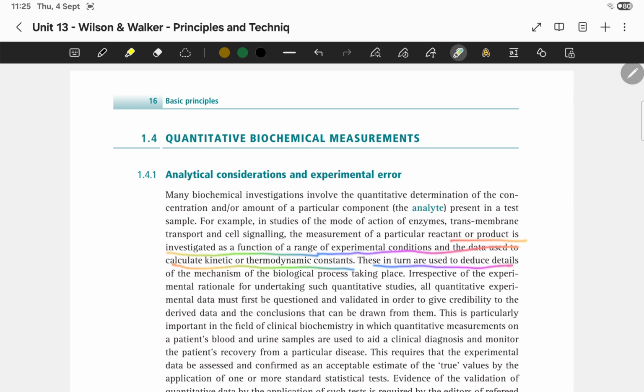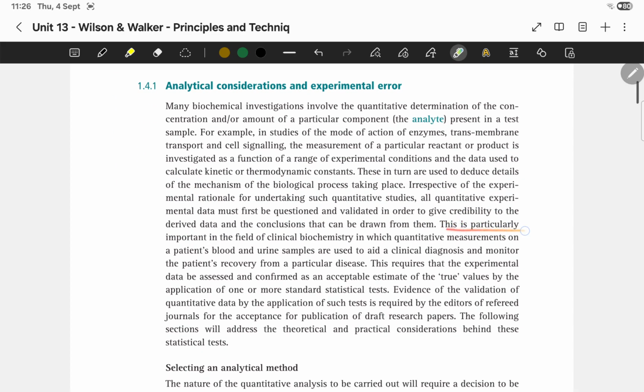These in turn are used to deduce details of mechanisms of the biological processes taking place. Irrespective of the experimental rationale for undertaking such quantitative studies, all quantitative experimental data must first be questioned and validated in order to give credibility to the derived data and conclusions that can be drawn from them. This is particularly important in the field of clinical biochemistry, in which quantitative measurements on the patient's blood and urine samples are used to aid a clinical diagnosis and monitor the patient's recovery from a particular disease.